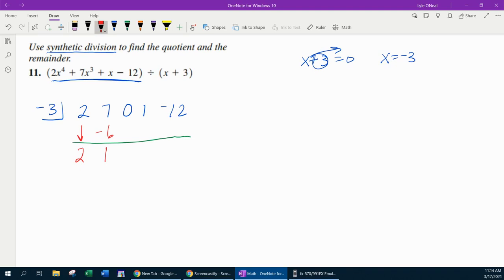Again, numbers below the line get multiplied. Negative 3 times 1 is negative 3. 0 minus 3 is negative 3. And so really it's just a bunch of multiplication and addition, honestly. Next, negative 3 times negative 3 is 9. 9 and 1 is 10. Negative 3 times 10 is negative 30. I'm going to draw a little line here. Negative 30 and negative 12 is negative 42. Now what this line does is it separates the quotient from the remainder.